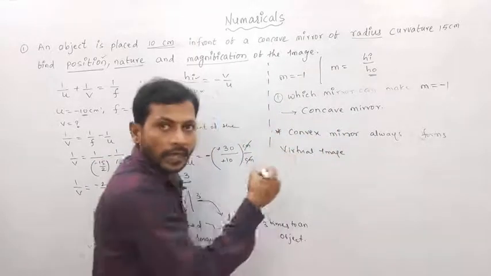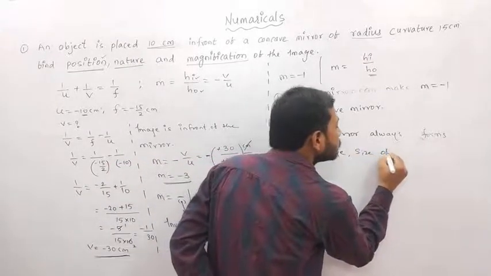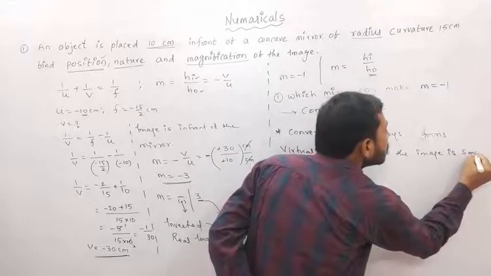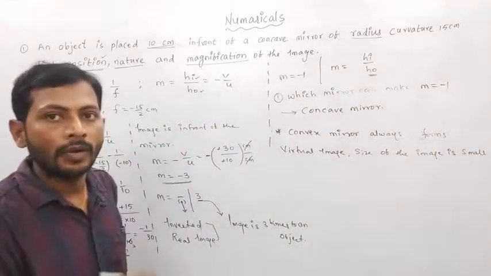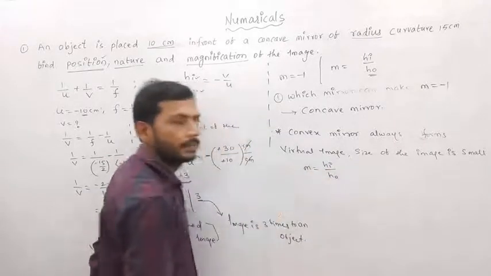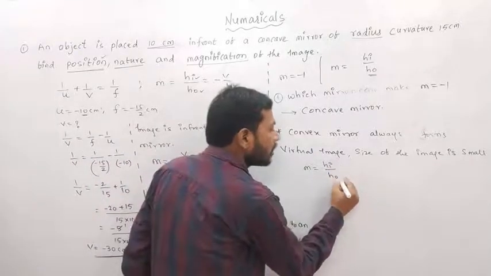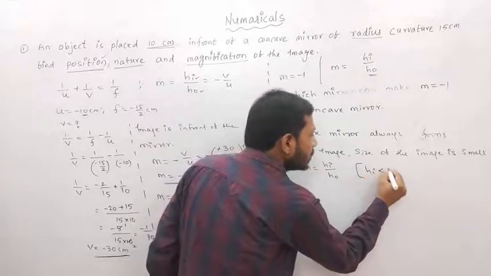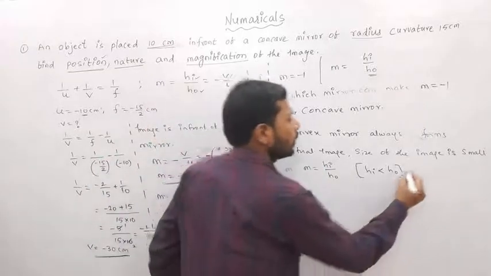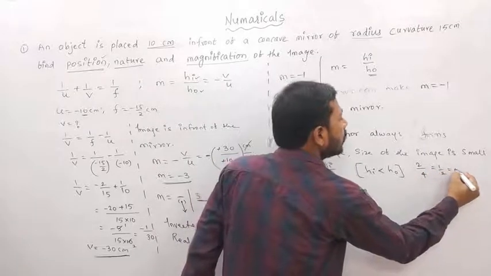Already we proved it, we drew the ray diagrams. Virtual image, and the size of the image is small. Then please try to observe here. M equals height of the image by height of the object. In case of the convex mirror, height of the image is always smaller than height of the object. Just imagine, height of the image I take 2, height of the object I take 4. How much is it, children? 2 by 4, that is 1 by 2, equal to 0.5.